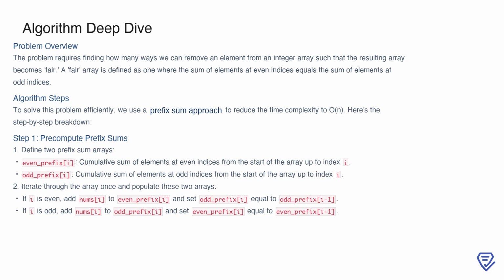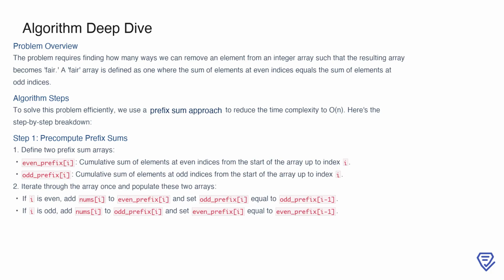The goal of this problem is to determine how many ways we can remove an element from an array such that the resulting array becomes fair. A fair array is one where the sum of elements at even indices equals the sum of elements at odd indices. To solve this efficiently, we use a prefix sum approach, which minimizes redundant calculations and reduces the time complexity to O(n). First, we pre-compute two prefix sum arrays.